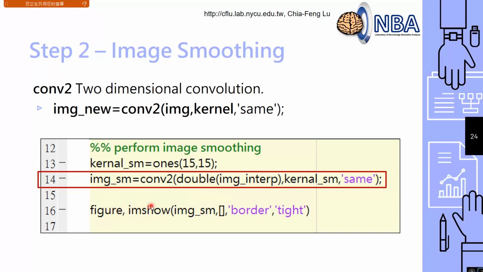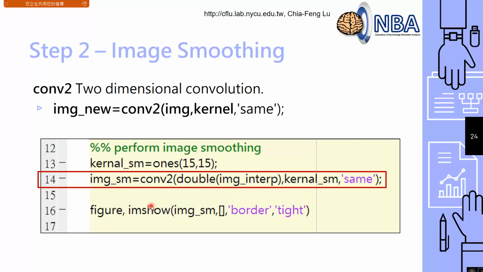Okay, if you did finish, try to do something different. You can change the value within line 13. Originally, we used 15 by 15, right? You can change the value, for example, to a larger value, like 50 by 50. You can just observe what happened, okay? Would the smoothing effect become stronger or lesser?